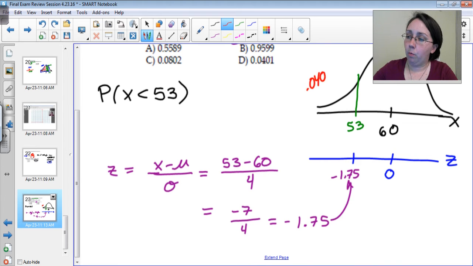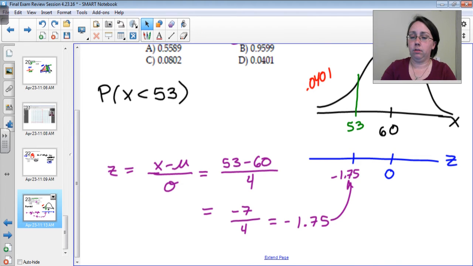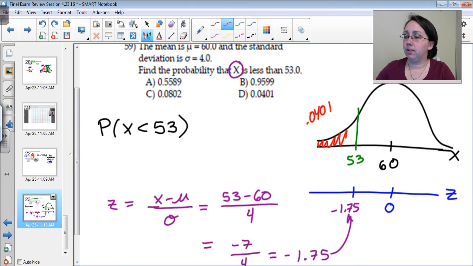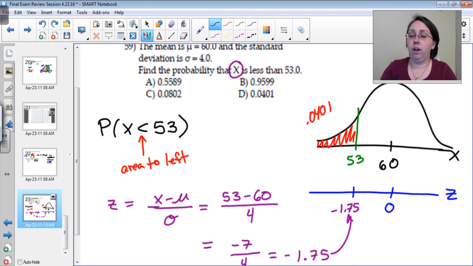Now, where is this on our bell curve? The table always gives you area to the left. Now, what were we looking for? Less than, which is which way? To the left. So our area is our answer.